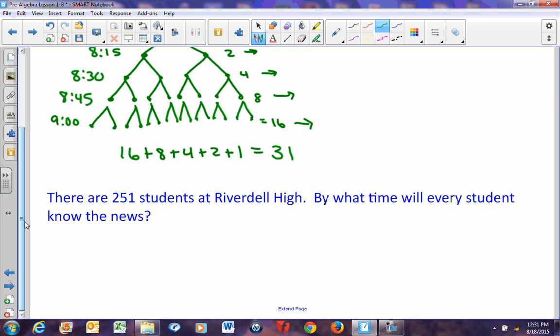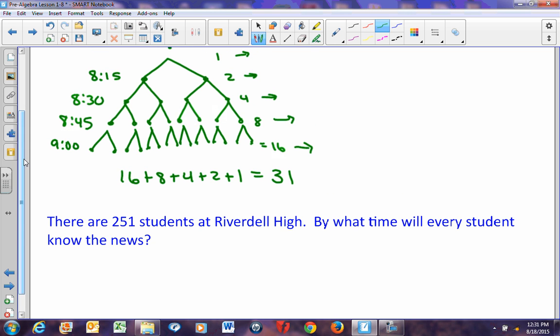Okay. So if you remember the table, every 15 minutes the number doubles the previous number. Or we can even look at this: every 15 minutes, this doubles. 1 times 2 is 2, 2 times 2 is 4, 4 times 2 is 8, 8 times 2 is 16. So it doubles every 15 minutes. Okay?